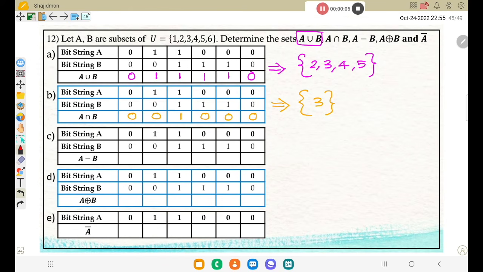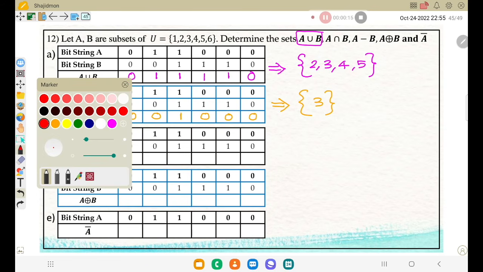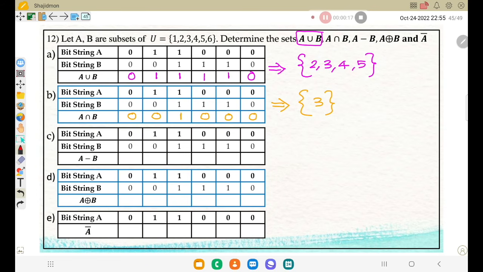Okay, you can see part C now. Part C: the bit string of A is 0, 1, 1, 0, 0 and the bit string of B is given. What is A minus B? That is part C, A minus B.